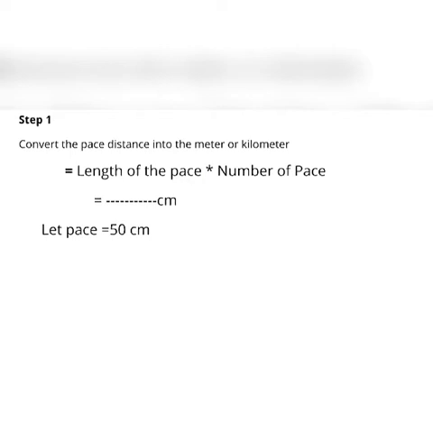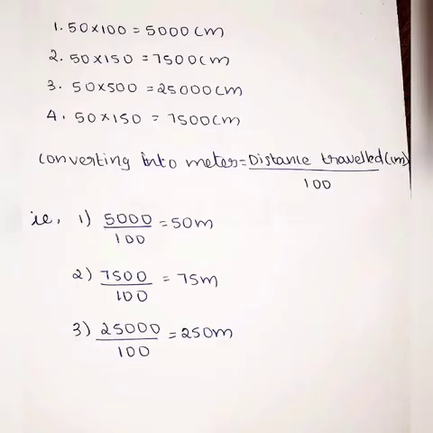In phase 2, step 1, convert the pace distance into meters or kilometers. For this conversion, the length of the pace multiplied by the number of paces is the method, and the answer will be in centimeters. Let us take a pace equal to 50 centimeters. We have to convert the pace distance into centimeters, so we multiply the number of paces by the length of the pace. As the length of the pace is 50 centimeters, for the first we get 50 into 100 equal to 5000 centimeters.